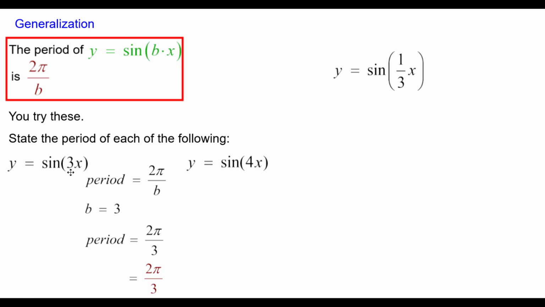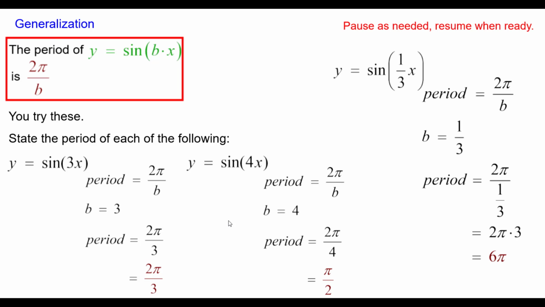So for the sine of the quantity 3 times x, the period is going to be 2 pi divided by that 3. So 2 pi over 3. If b is 4, it's going to be 2 pi divided by 4, which simplifies to pi over 2. And here, 2 pi divided by 1/3, remember, dividing by 1/3 is equivalent to multiplying by its reciprocal 3, so the period is 6 pi. Pause as needed. Resume when you're ready.